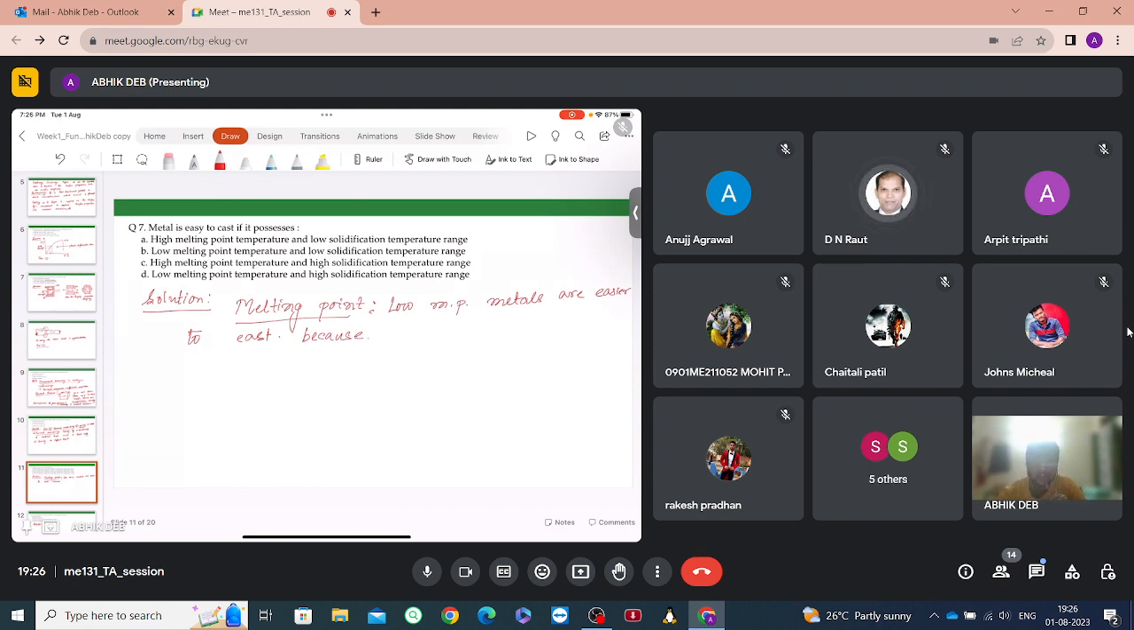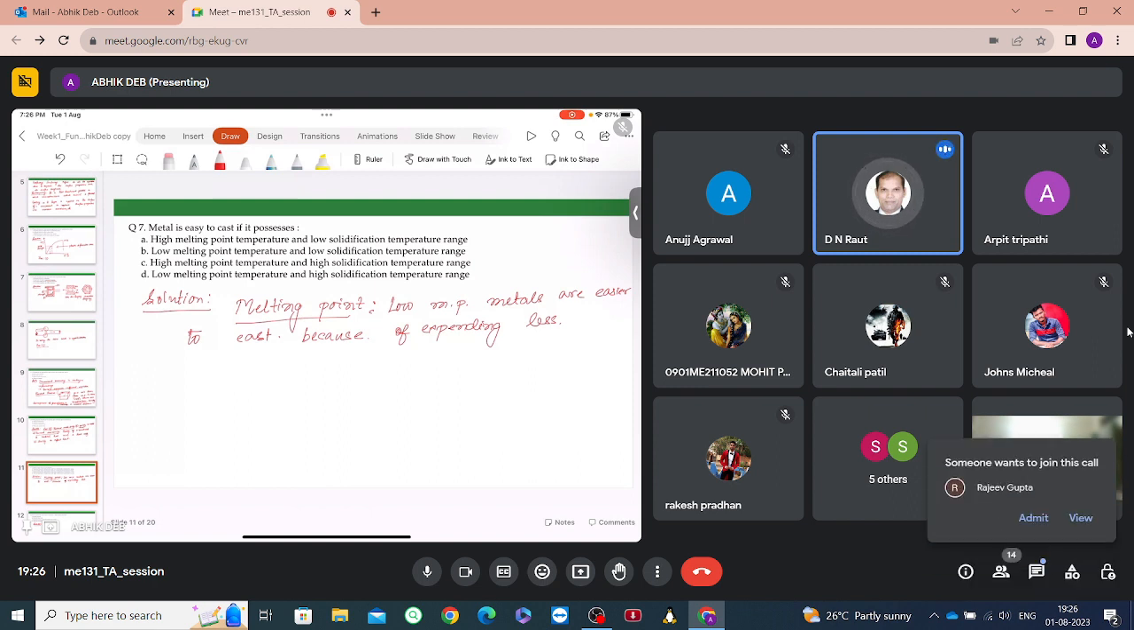What is the solidification temperature range? Sir, for non-ferrous it is 800. I'm asking what ferrous is. It's for about 12. Any general material.